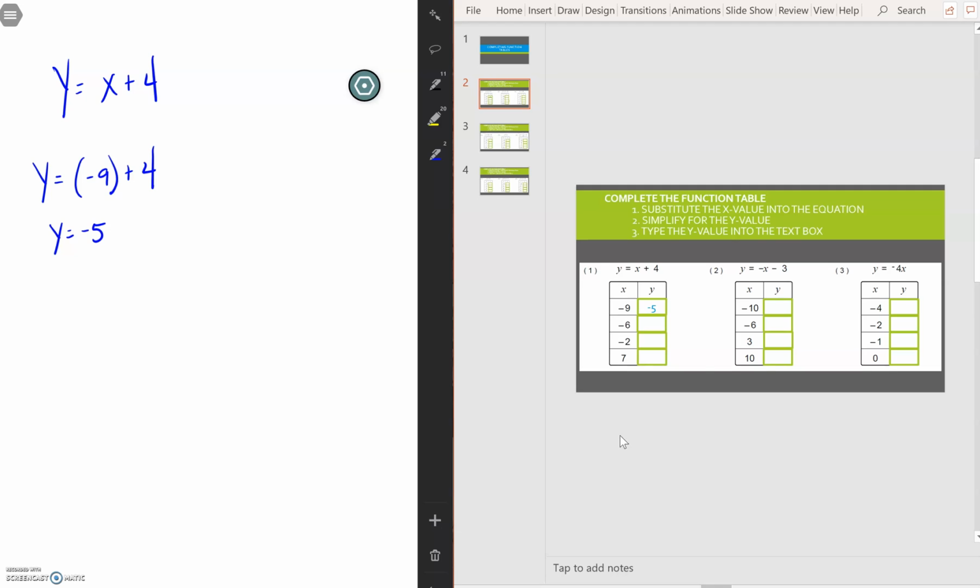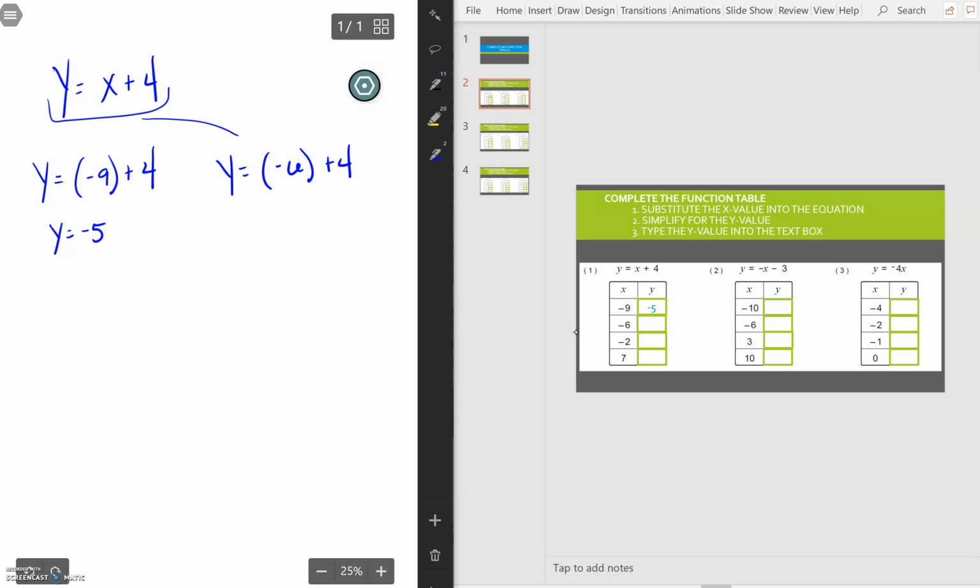All right, our second value that we're going to be looking at is -6. So when x equals -6, what does y equal? Well, let's find out. Again, I'm using this same equation and nothing changes except I'm replacing the x value with a number. All right, so when I simplify this, -6 plus 4 would be -2. So when x equals -6, my y value is going to equal -2. And again, you're just clicking on the box and typing in that value.